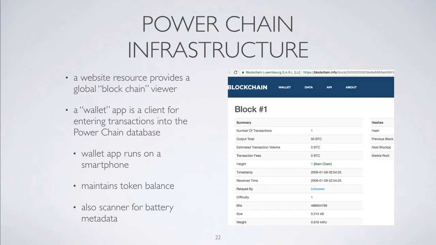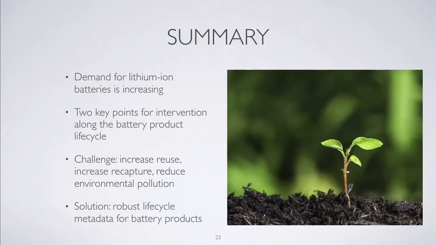I will make a comparison of the environmental impacts. So wrapping it all up, demand for lithium-ion batteries is increasing for a ton of reasons. And there are a couple of key points for what's called a metadata intervention along the battery product life cycle. The challenge here is to increase the reuse of good batteries that are not at end of life, to increase the recapture of precious metals and expensive metals, and to reduce environmental pollution at the point of waste. And the solution for all of this, I think, is just a robust life cycle metadata system for battery products.